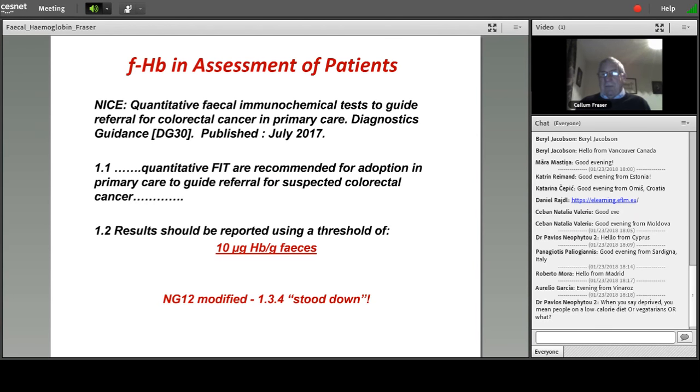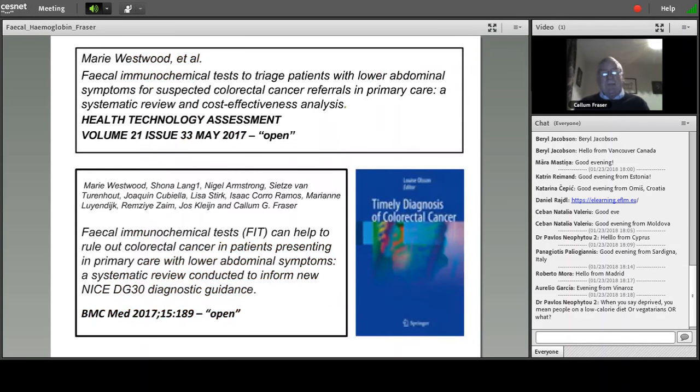Some countries use 10, most countries use 20, one uses 40, Netherlands uses 40, Scotland uses 80 because we have very, very little colonoscopy resource. So FIT in assessment of patients with symptoms, the cutoff point is very different from the point used in most screening programs. And if you would like to look at the evidence behind this recommendation, then there are two open access papers, very, very interesting.